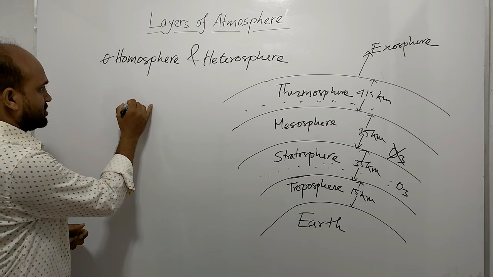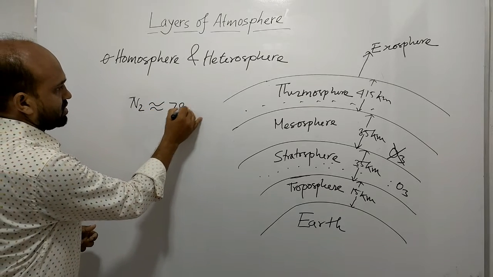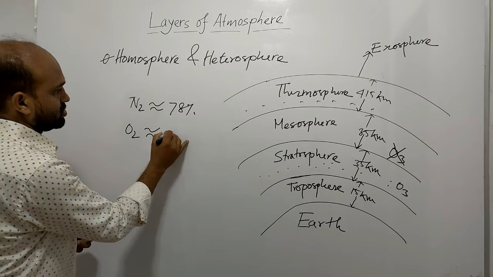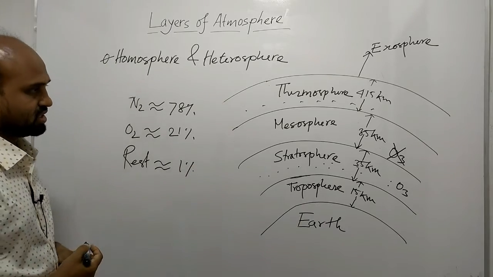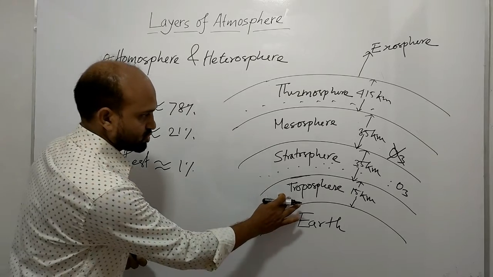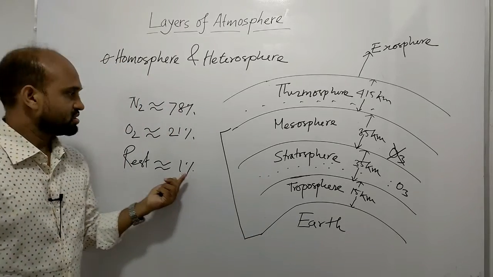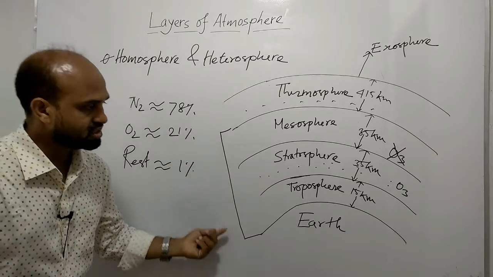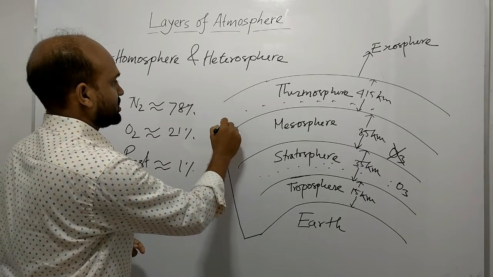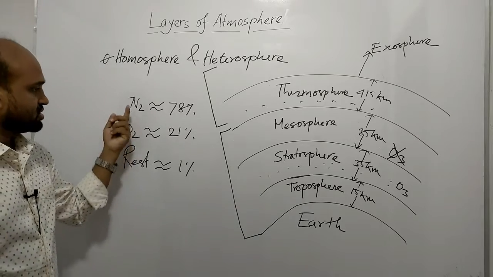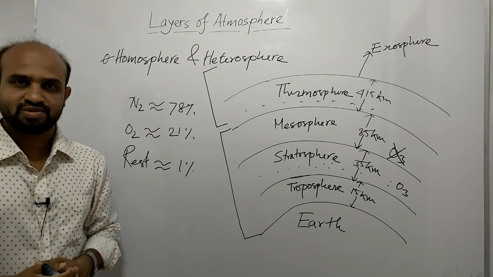We know that the composition of atmosphere is nitrogen around 78%, oxygen around 21%, and rest is around 1%. In the three regions, troposphere, stratosphere and mesosphere, these three regions maintain this composition. That is why these three regions are called homosphere, and in the next two regions, thermosphere and ionosphere, this composition is changed. That is why these two regions are called heterosphere.